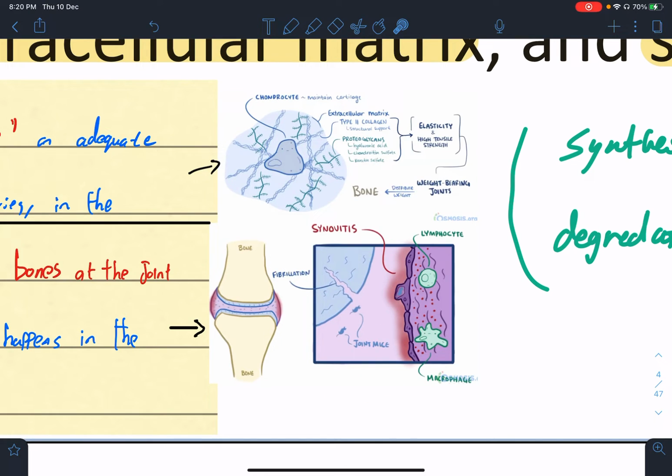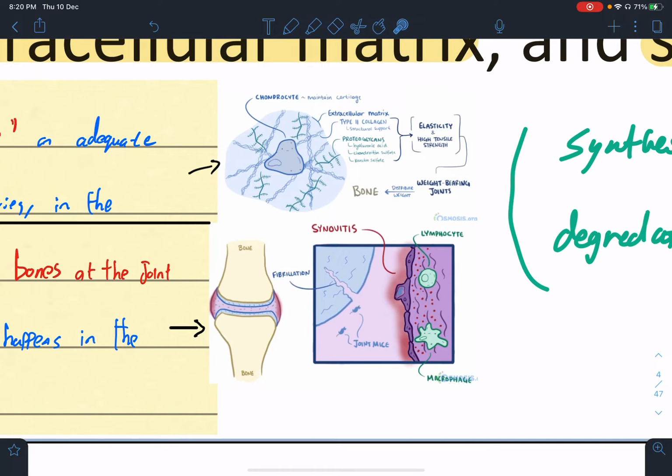The joint mice will be captured by what? If you guys can remember, in the synovium we said there are two types of cells, type A and type B. Type A is the vacuum cleaner that will clean the debris in the synovium, and type B will secrete the synovial fluid. They'll catch the mice.